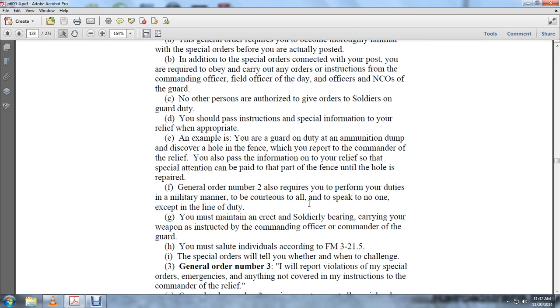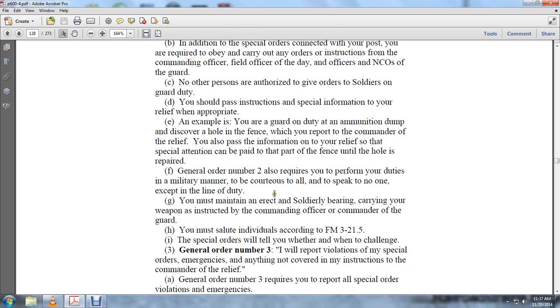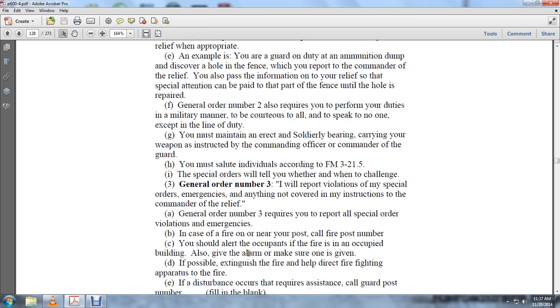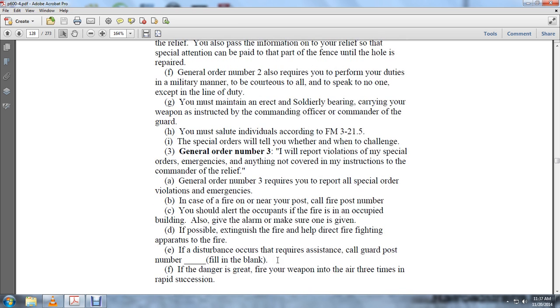General Order Number 3: I will report violations of my special orders, emergencies, and anything not covered in my instructions to the commander of the relief. In case of a fire near your post, call the fire post number. If the fire is in an occupied building, also give the alarm and make sure no one is left inside. If it is possible, extinguish the fire. Help direct the firefighting apparatus to the fire. For any disturbance or occurrence that requires assistance, call the guard to your post at the number.